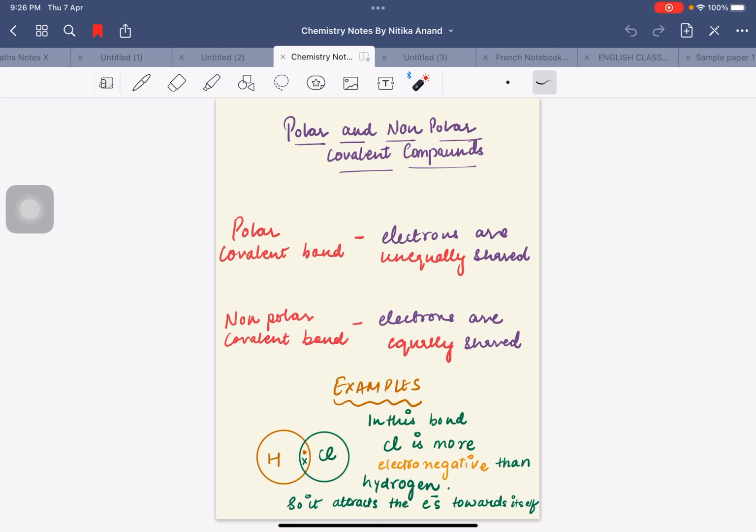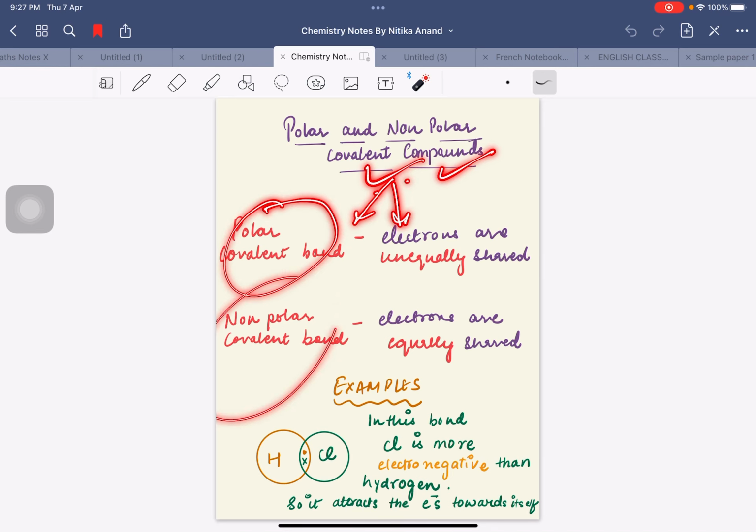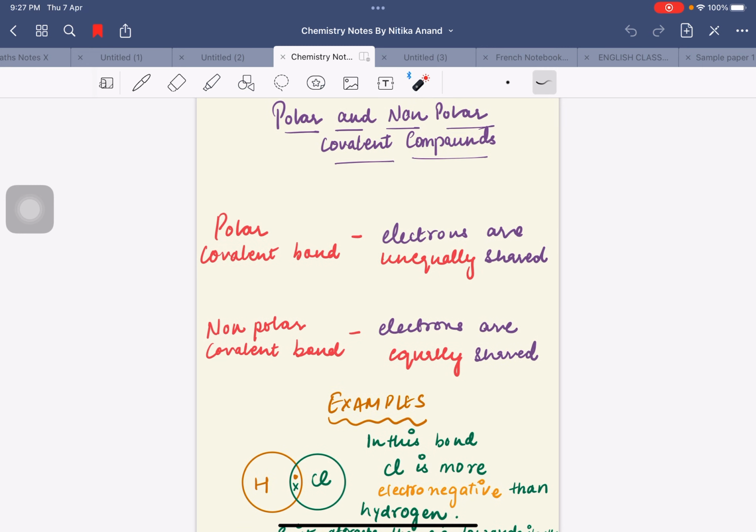So first of all, we all know what covalent compounds are. Covalent compounds are the compounds that are formed by sharing of electrons. Now these covalent compounds are of two types: polar covalent compounds and non-polar covalent compounds. Polar covalent compounds are the compounds in which electrons are unequally shared, and in a non-polar covalent bond, electrons are equally shared.